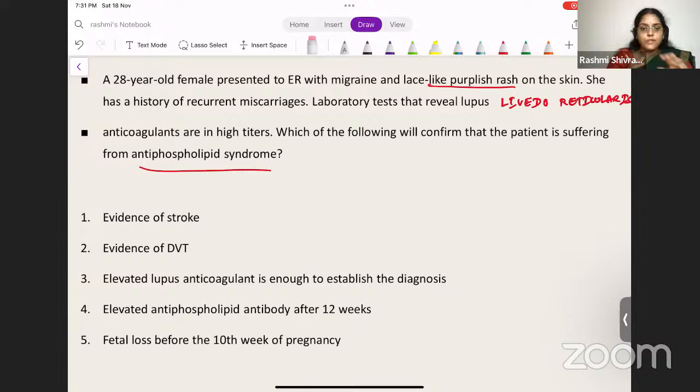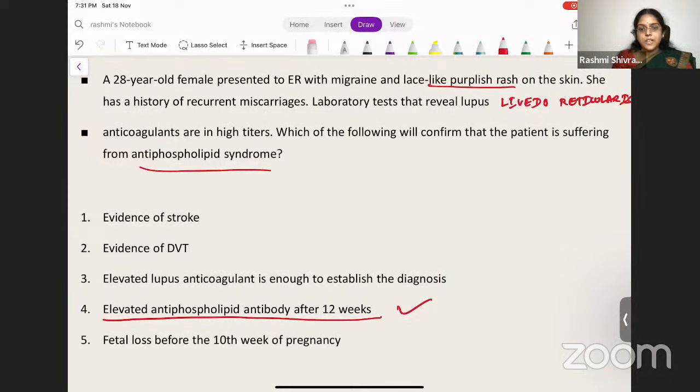You can say that all the features are looking similar, all of these fit into the diagnosis of antiphospholipid syndrome. All of you are right. But there is one point which will help you in confirming the diagnosis. Dr. Senthil also says it's 12 weeks. I mean, fetal loss after the 10th week, not before the 10th week of pregnancy. But the answer to this question is elevated antiphospholipid antibody after 12 weeks. This is the answer to this question.